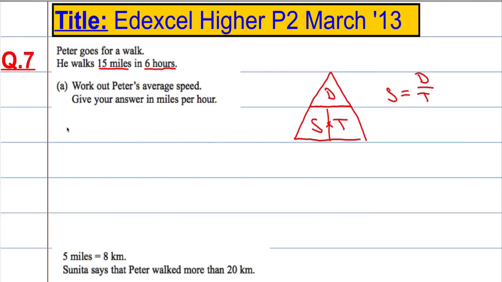We want speed in this case. So S equals D over T. And then substitute in. The distance is 15. The time is 6. 15 over 6 is 2.5, so 2.5 miles per hour.